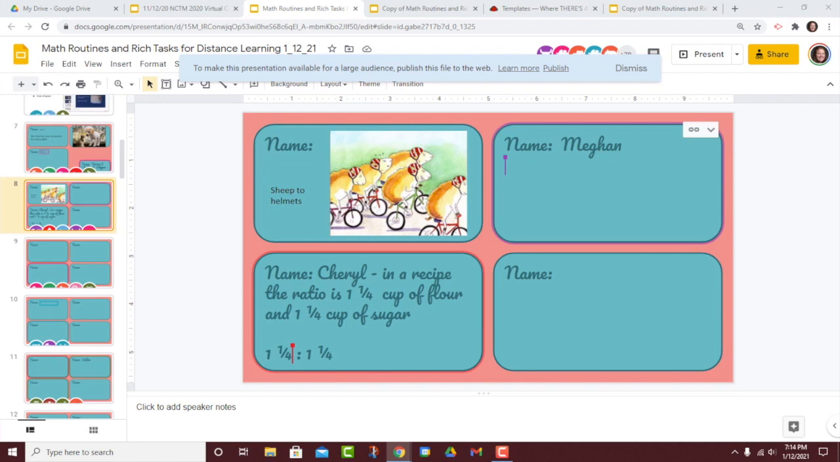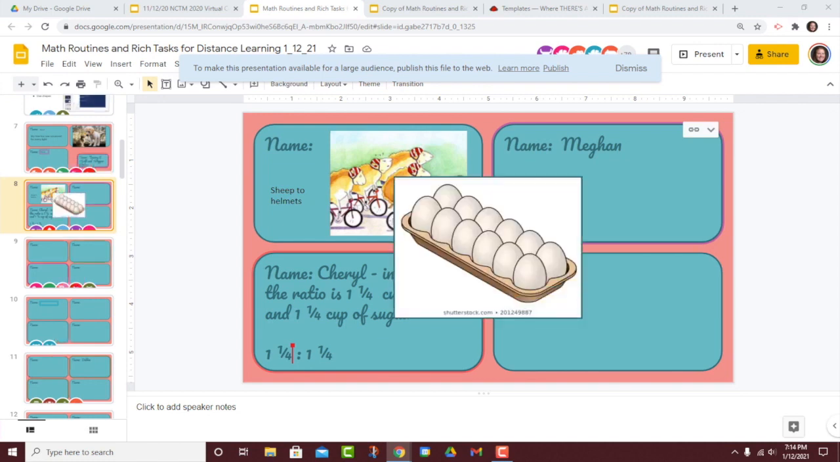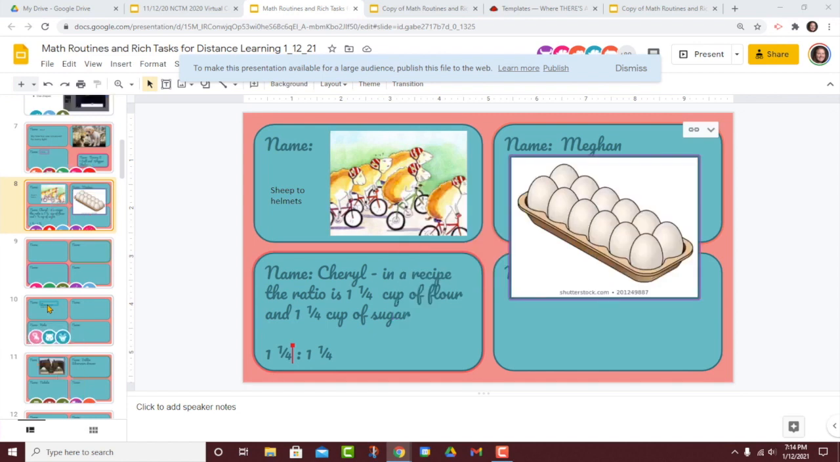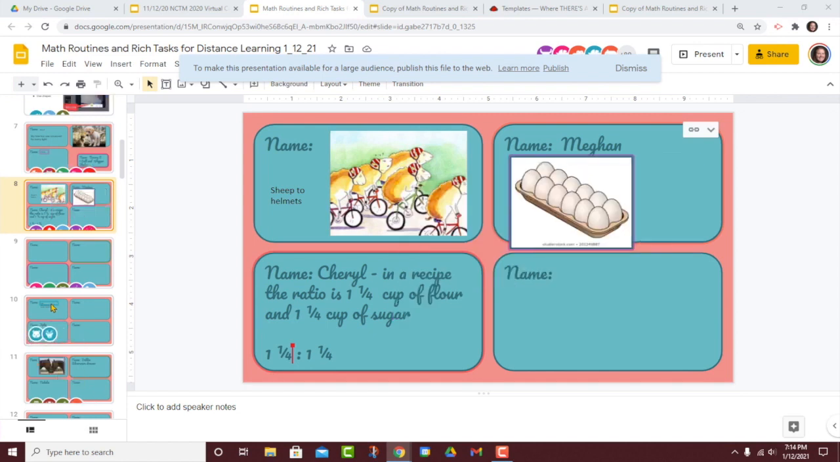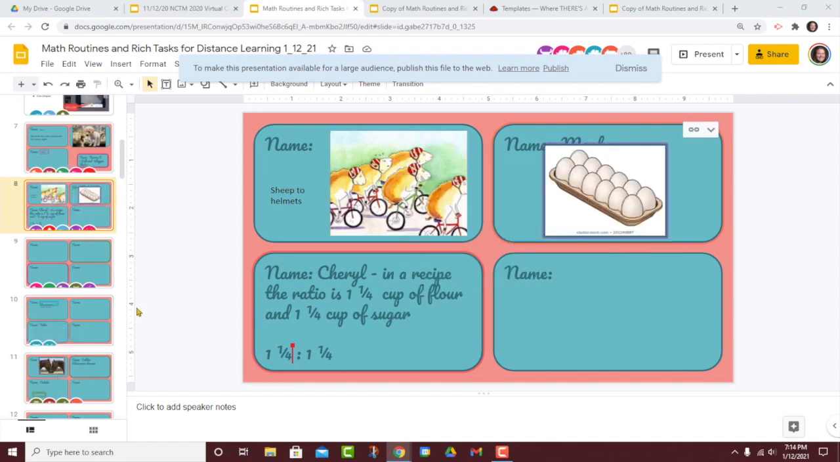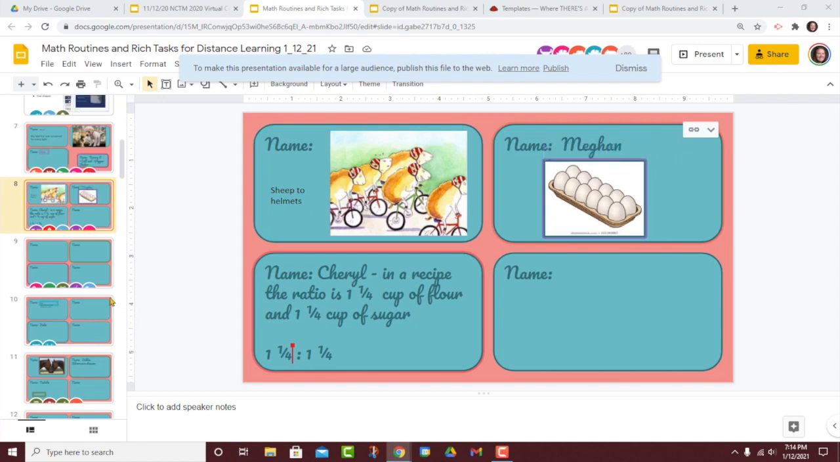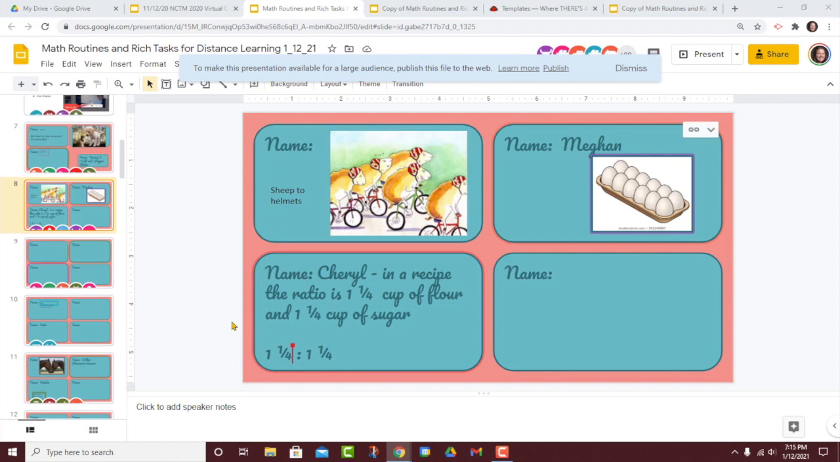So this is actually a recipe for a Swedish almond cake, and it includes 1 1/4 cups of flour and 1 1/4 cups of sugar. So equal parts. Awesome. Equal parts, even though I said 1 to 1, you have 1 1/4 to 1 1/4. And that's going to bring up some really interesting discussion.